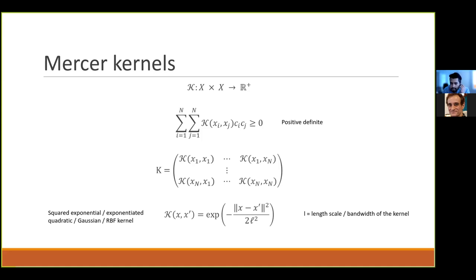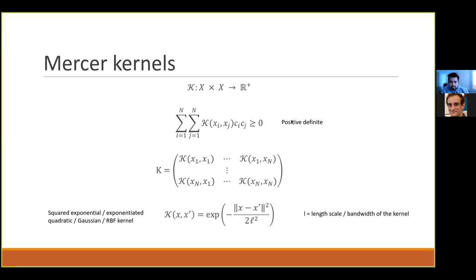So it's kind of running a 2D loop, matching every input with every other input. Here k is the kernel, and c is some sort of score which is part of the data set. Now this is greater than zero. The quality of this Mercer kernel is that the sum would be greater than or equal to zero. This happens if k is positive definite. This kernel is called a Mercer kernel.